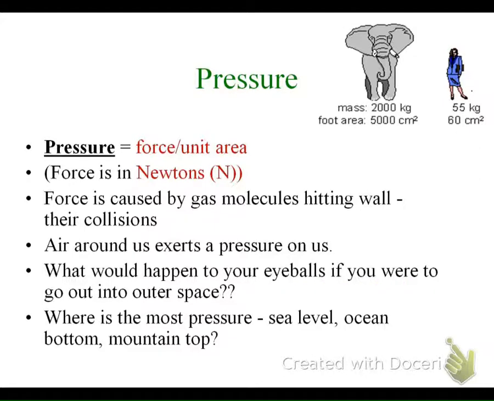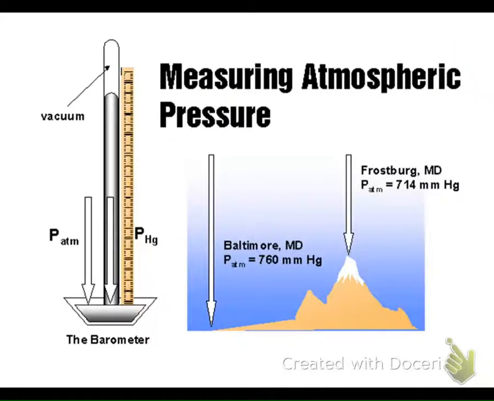So the most atmospheric pressure would be at the ocean bottom, and then at sea level, and then on the mountaintop. Because the ocean bottom would have the atmospheric pressure as well as the water pressure pushing down on it. So measuring atmospheric pressure, we generally use a barometer.